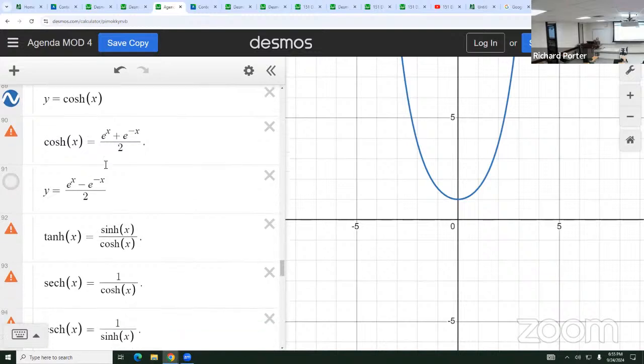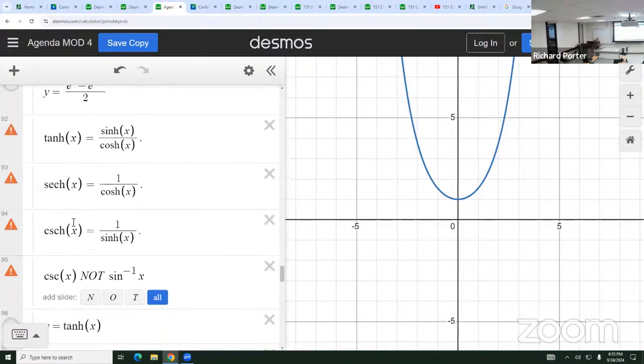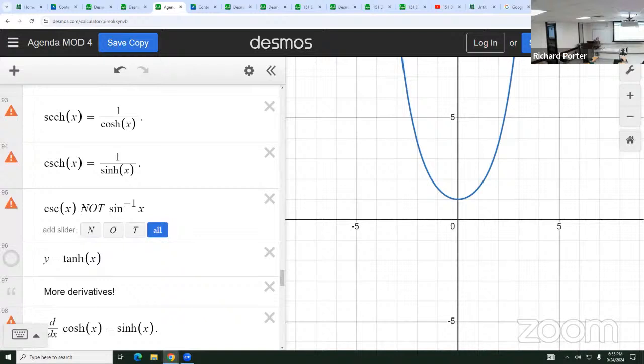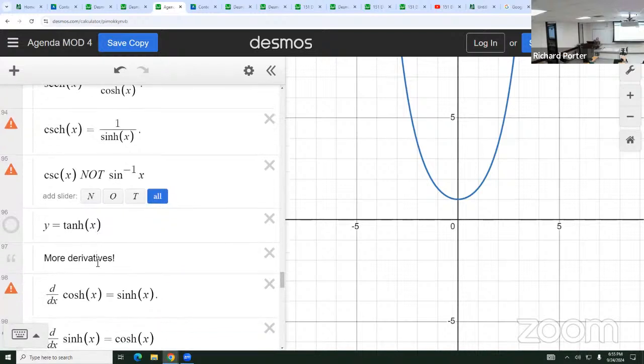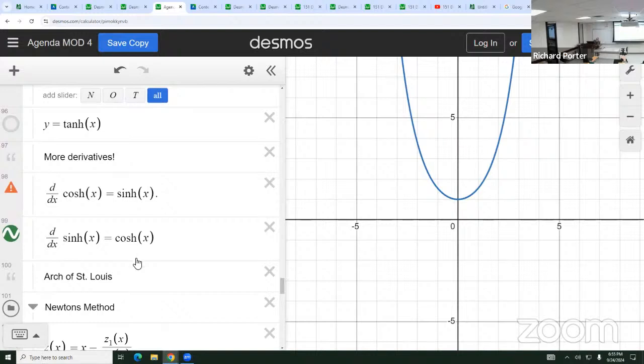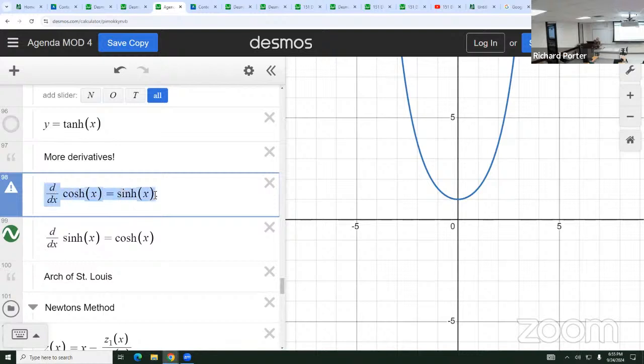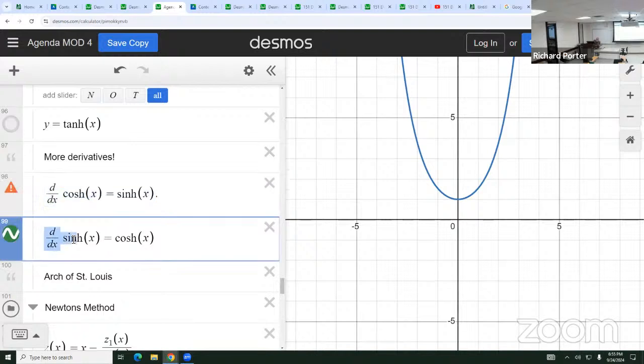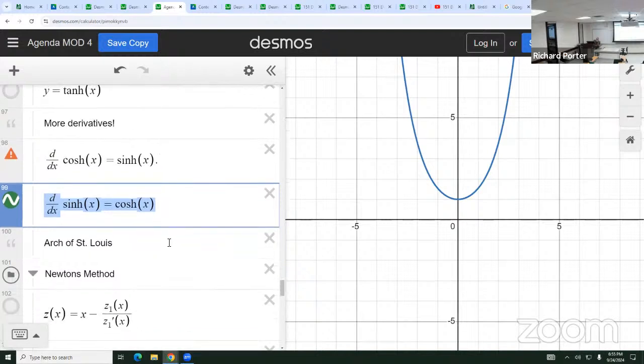So they have hyperbolic sine, hyperbolic cosine, they have hyperbolic tangent, hyperbolic secant, hyperbolic cosecant. They have inverse hyperbolics also, which have a little minus on them. All I need you to know is this line right here. The derivative of hyperbolic cosine is hyperbolic sine. Derivative of hyperbolic sine is hyperbolic cosine. It doesn't change sign. The derivative of cosh is sinh, the derivative of sinh is cosh. Okay? Are we good? Just put that in your list of many things you have to know.